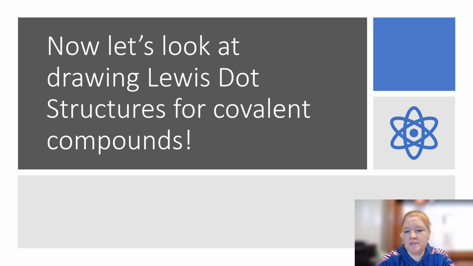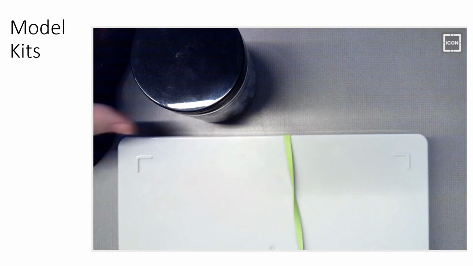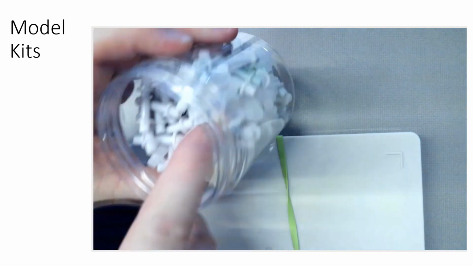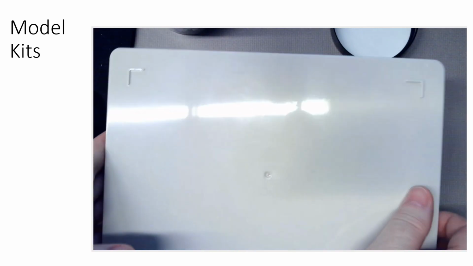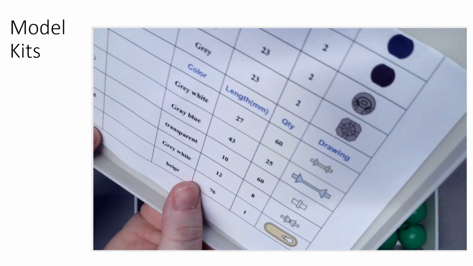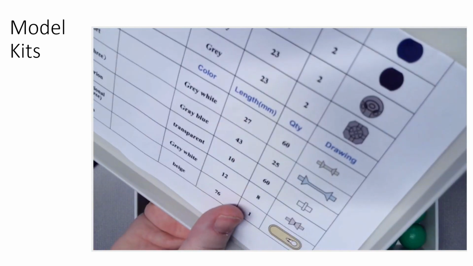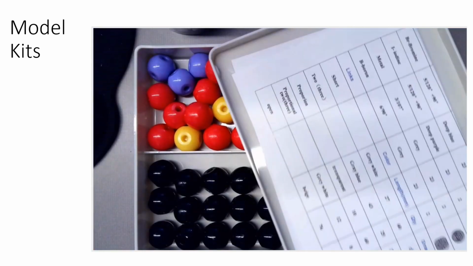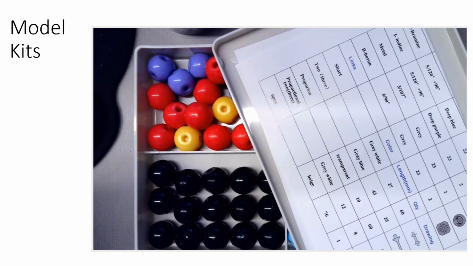Now, how do we draw the Lewis dot structures? Okay, so we're going to be using model kits. You're going to have a container like this with bonds. You're going to take the lid off so that you can access the bonds. Then you have this kit. You're going to remove the rubber band, open it up, and you're going to see the other part of the kit. On the lid is a key, and we are going to use that as well. That's what we're going to need in order to build and see shapes.